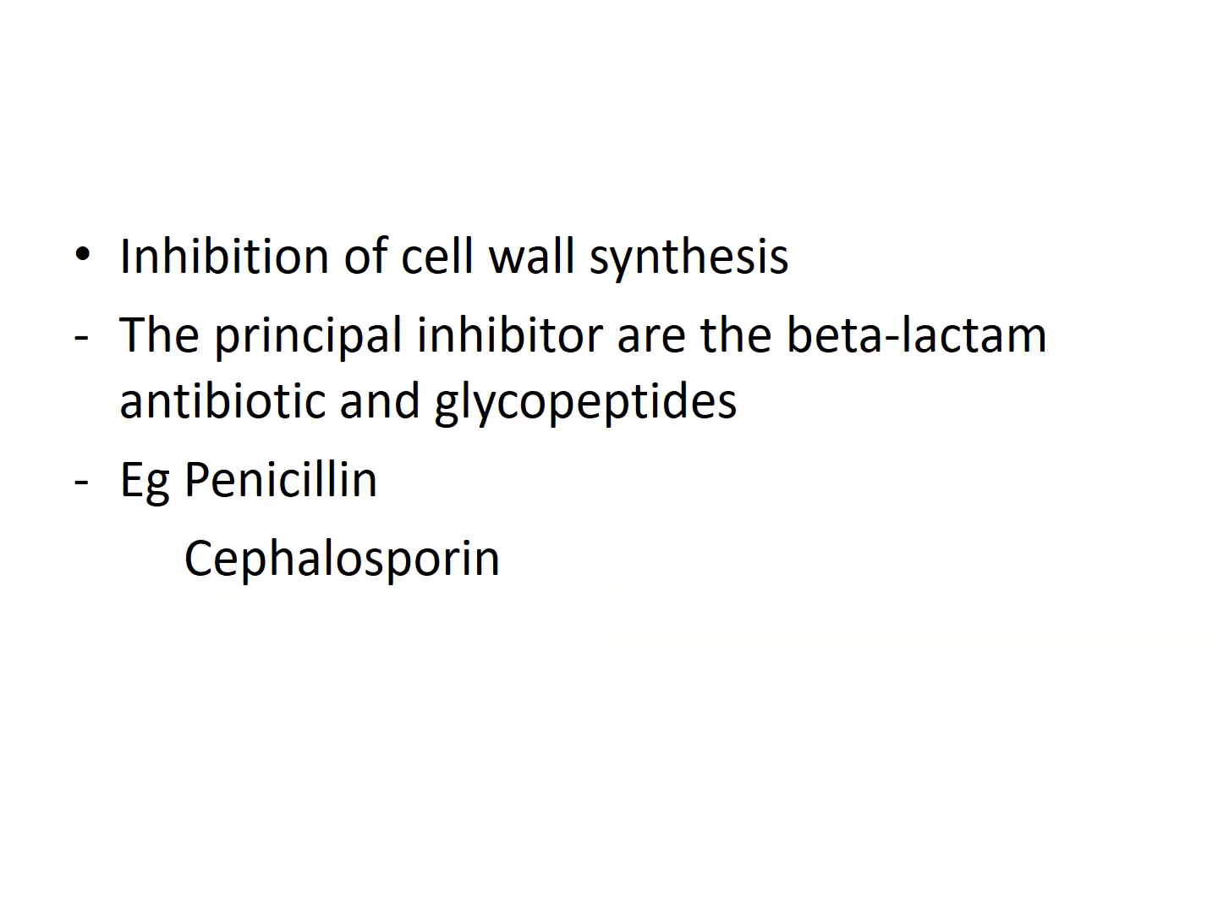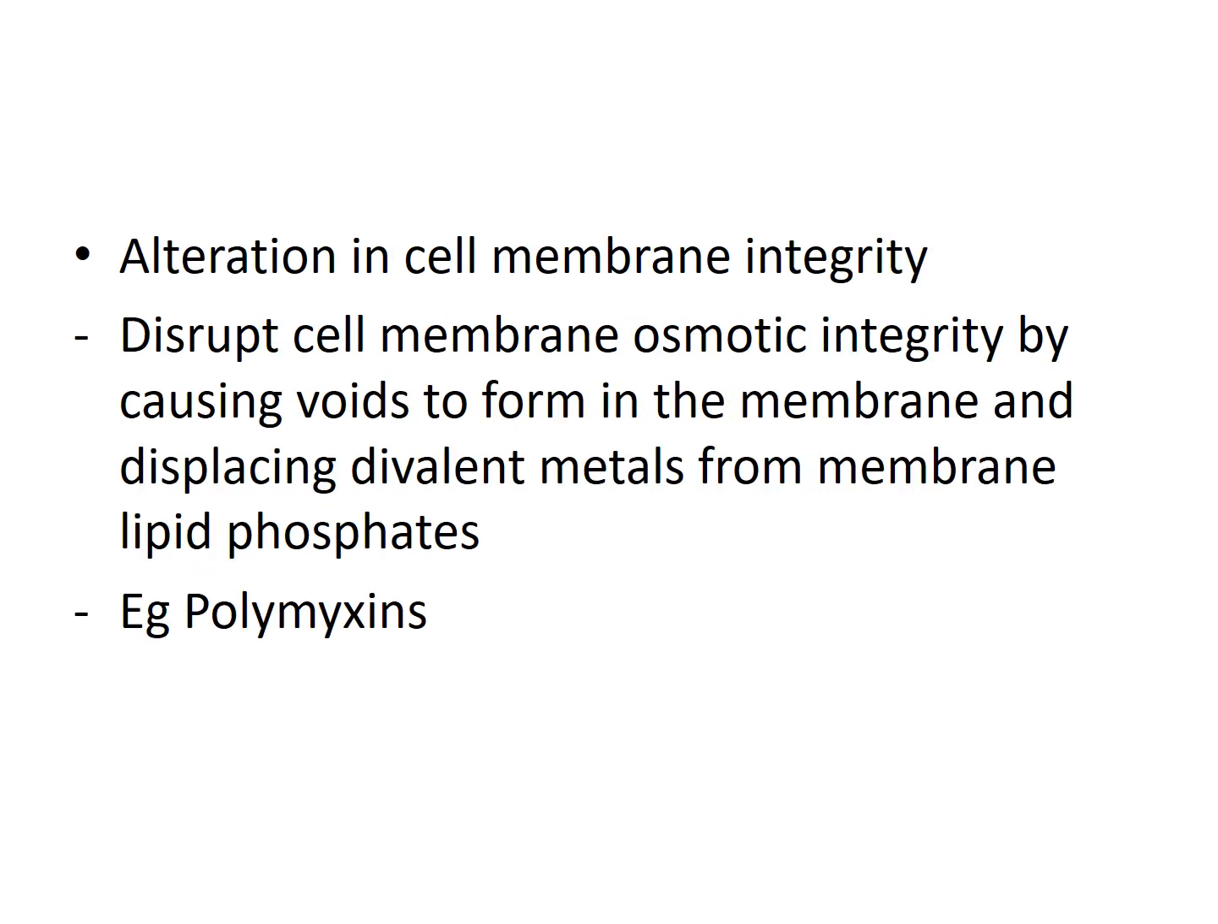Inhibition of cell wall synthesis. The principal inhibitor are the beta-lactam antibiotic and glycopeptide, for example, penicillin and cephalosporin. And the antibiotic which causes alteration in cell membrane integrity actually disrupt cell membrane osmotic integrity by causing voids to form in the membrane and displacing divalent metals from membrane lipid phosphatase, for example, polymyxins.